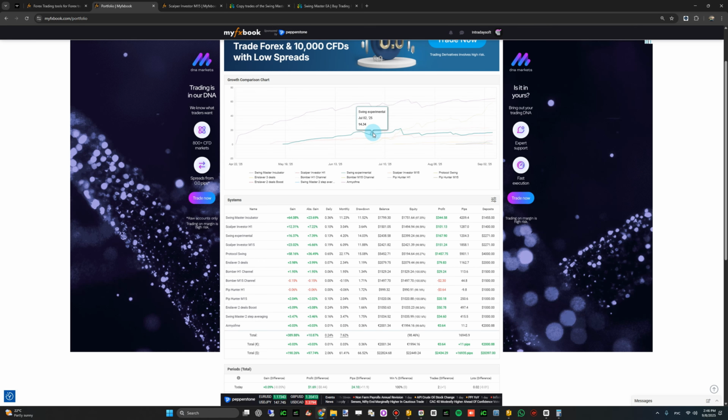MYFXBOOK. And of course, you should always have it at hand. A certain number of expert advisors that you can combine like a mosaic to create various portfolios.